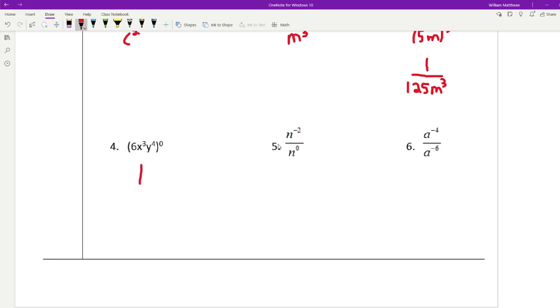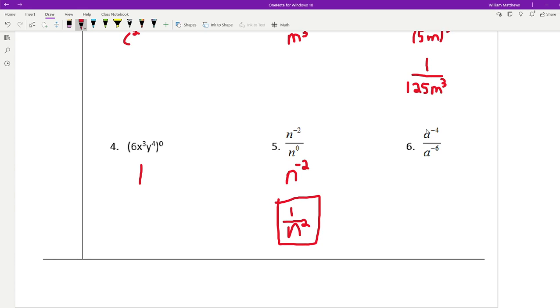Number 5 combines our negative exponent and our 0 rule. If we eliminate the bottom, because this value is 1, we'll get n to the power of negative 2. Then we can apply the negative exponent rule, which will give us 1 over n to the power of 2 as our answer.